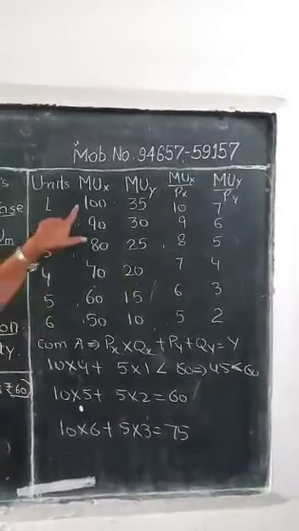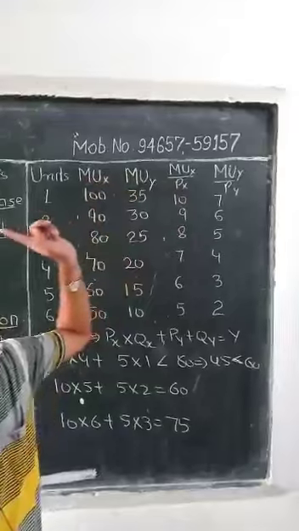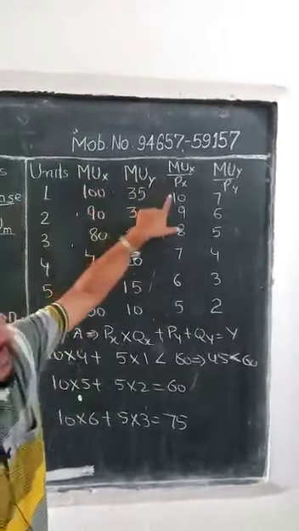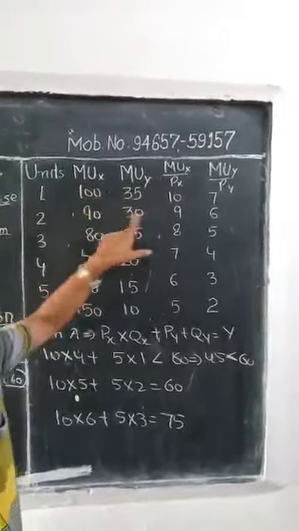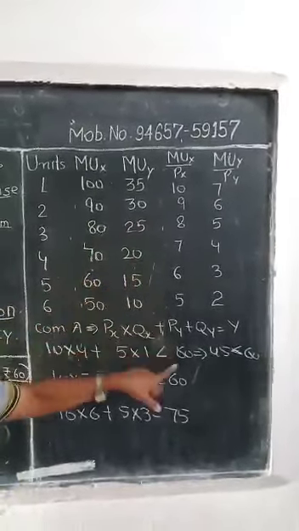So you can see, MUx divided by price of x, where the price is 10 rupees. So 100 by 10 is 10, 90 by 10 is 9, 80 by 10 is 8, 70 by 10 is 7, 60 by 10 is 6, and so on.